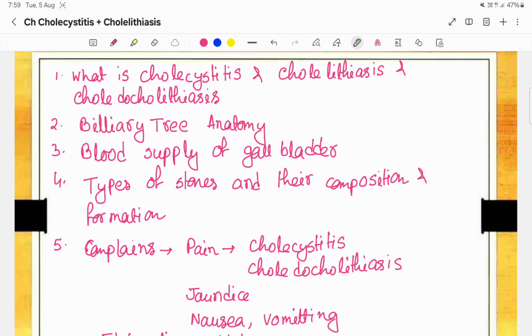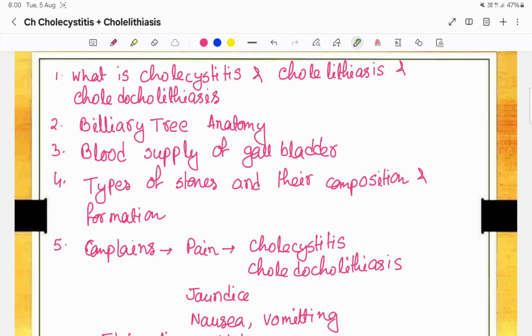First, what is cholecystitis, and what is cholelithiasis? Whenever there is inflammation of the gallbladder, it is known as cholecystitis. Now, cholelithiasis is the formation of gallstones. We will later discuss the types of gallstones, their compositions, and how they are formed.